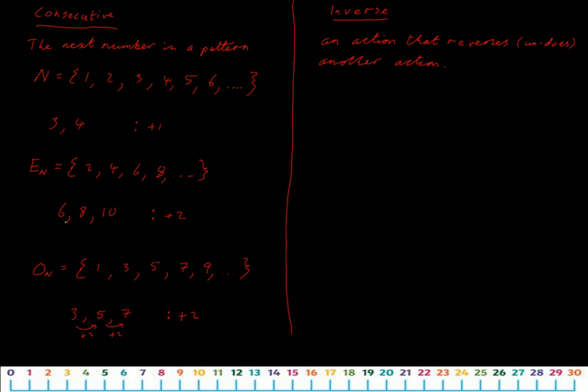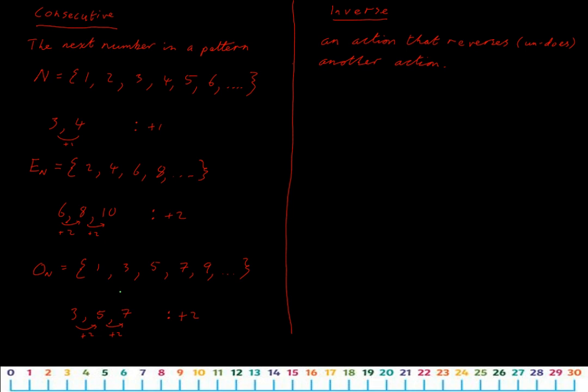Just like we were adding 2 each time here, and that was what was getting us between our numbers, whereas here we were only adding 1 each time. So it depends on the pattern we're dealing with, the group that we're dealing with, the set that we're dealing with, in order to figure out what our relationship is going to be between the numbers. But consecutive always means the same idea. It means what's the next number in our pattern.